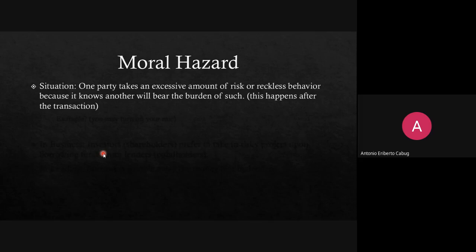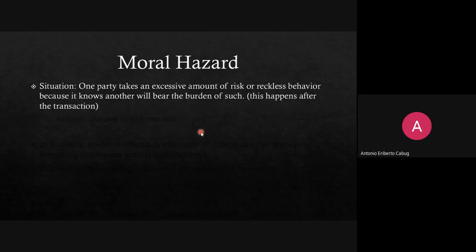Problem number 2, under information asymmetry, is what we call the moral hazard. Moral hazard is a situation where one party takes an excessive amount of risk or reckless behavior because it knows another will bear the burden of such. Unlike adverse selection, moral hazard happens after the transaction.